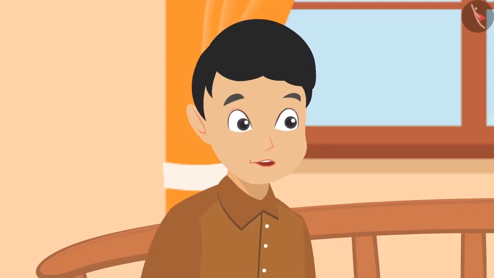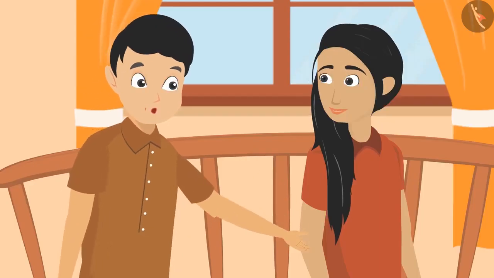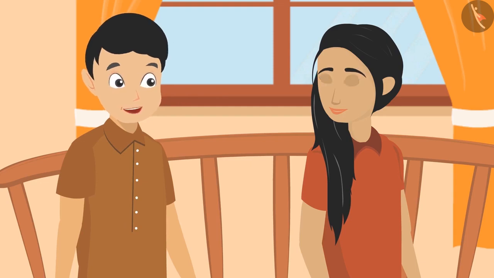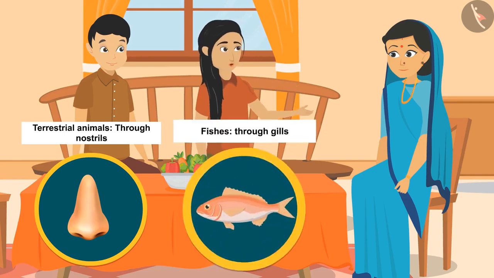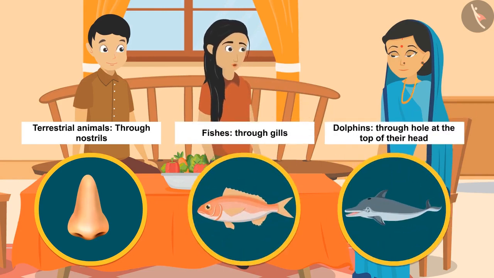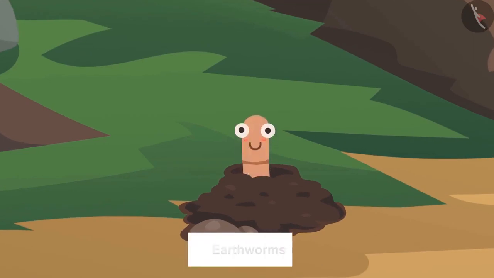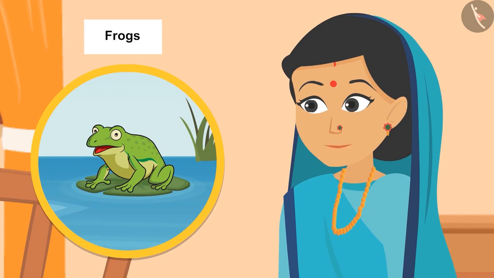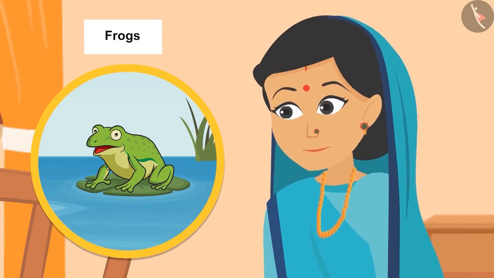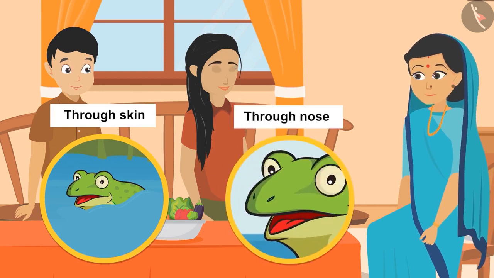Sonia, yesterday were we not trying to hold our breath underwater? All living beings breathe too, and that too in different ways. Yes, we learned that terrestrial animals breathe through the nostrils, whereas fishes breathe through gills, and dolphins breathe through a hole on their head. Some other animals breathe through their skin as well, like earthworms. And some animals, like frogs, can breathe both in water and on land. In water, they breathe through their skin, and on land, they breathe through their nostrils.